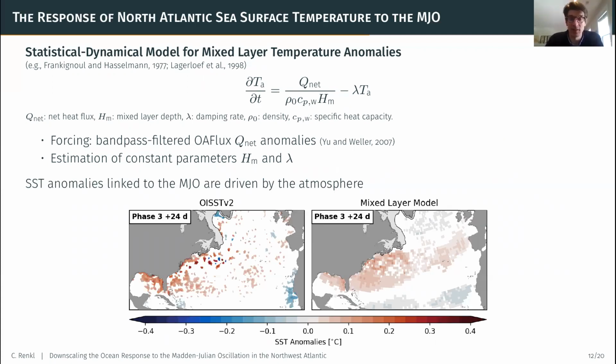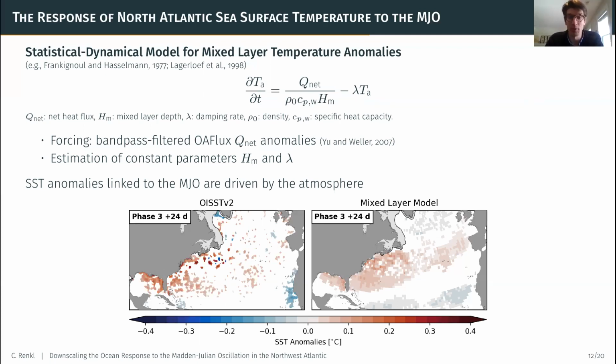What I'm showing here is, again, after phase 3. On the left-hand side, you see the panel I've shown before from the SST observations. And on the right-hand side is the result of the composited mixed layer model output, and the patterns are largely comparable. The only problem is that the heat flux data are only available on a much coarser grid, and that's why we don't get this small-scale structure.